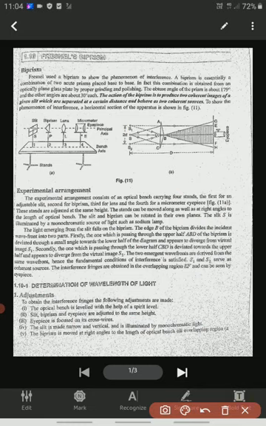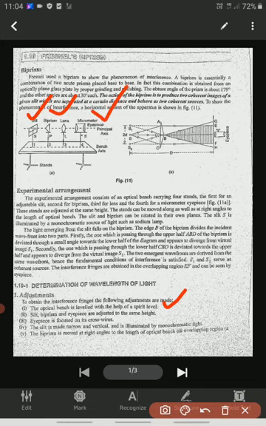Next, the adjustments of the experiment for the determination of the wavelength of light. First of all, we have to adjust all the experimental apparatus. The optical bench is leveled with the help of a spirit level. The slit, biprism and eyepiece are adjusted to the same height. We should adjust all these at the same point.